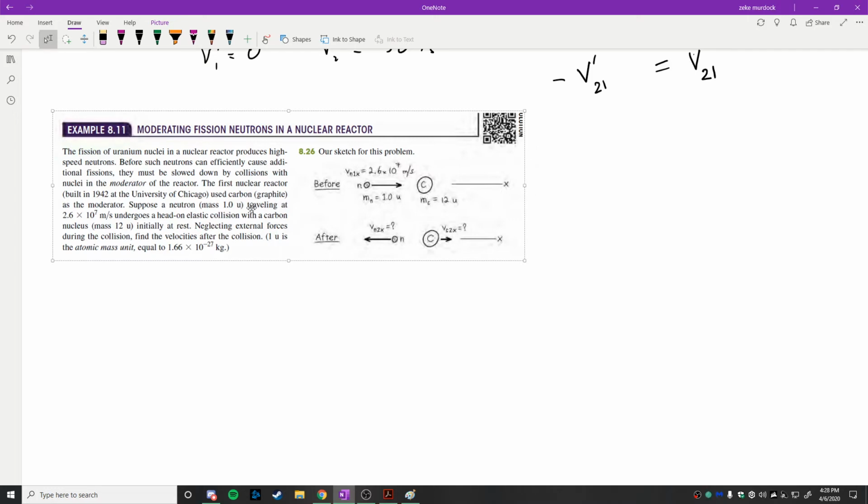So in this problem, the fission of uranium nuclei in a nuclear reactor produces high-speed neutrons. Before such neutrons can efficiently cause additional fissions, they must be slowed down by collisions with nuclei in the moderator of the reactor. The first nuclear reactor, built in 1942 at the University of Chicago, used carbon as the moderator. Suppose a neutron is traveling at 2.7 times 10 to the 7 meters per second, and it undergoes a head-on elastic collision with a carbon nucleus that has a mass of 12 u. Neglecting external forces during the collision, find the velocities after the collision.